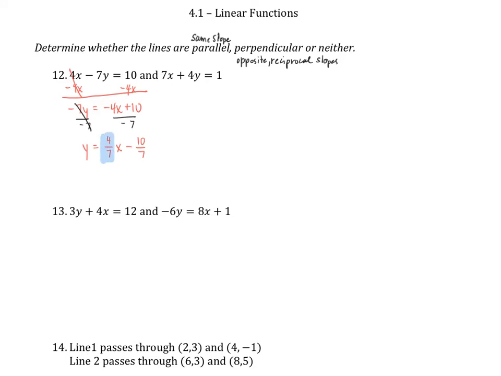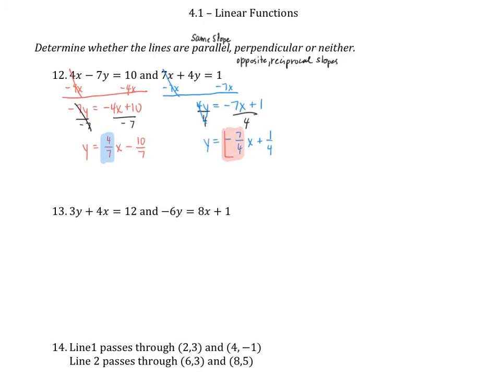Okay, so now we're going to do the same thing for the second one. So we've got to subtract the 7x from both sides. So we get 4y is equal to negative 7x plus 1. Divide by 4. So y equals negative 7/4 x plus 1/4. So here the slope is in front of the x. So here's the slope.